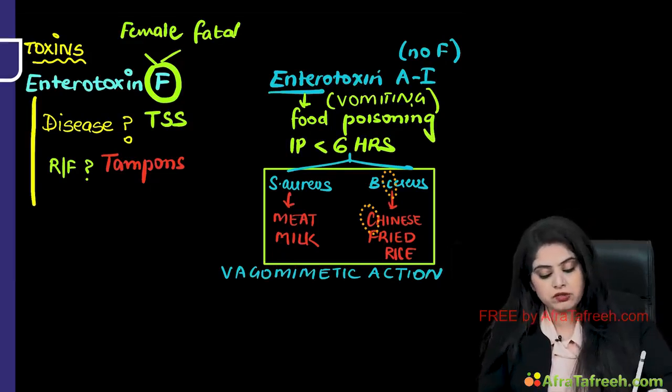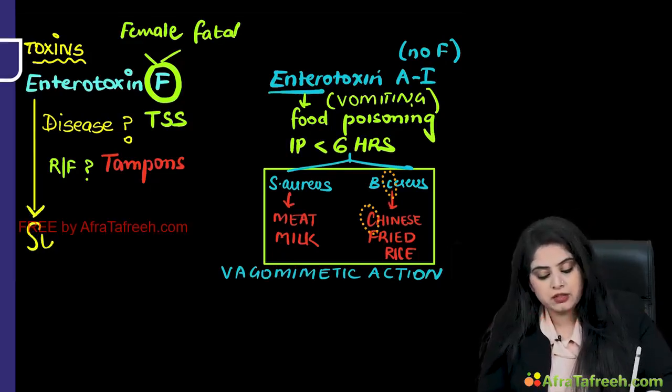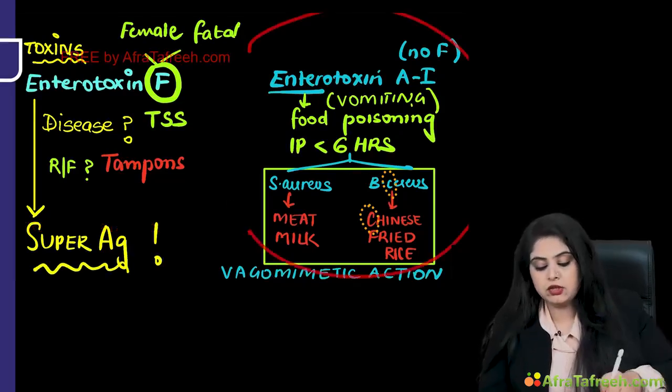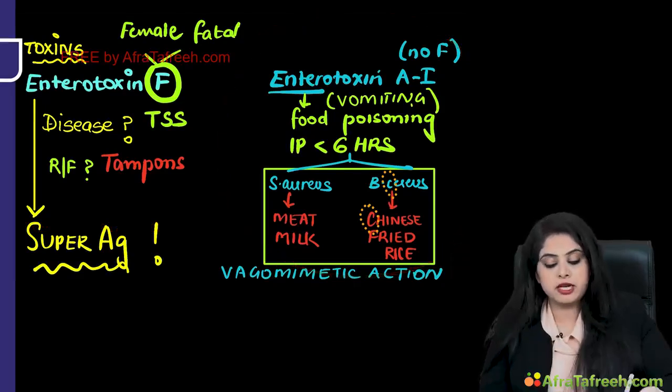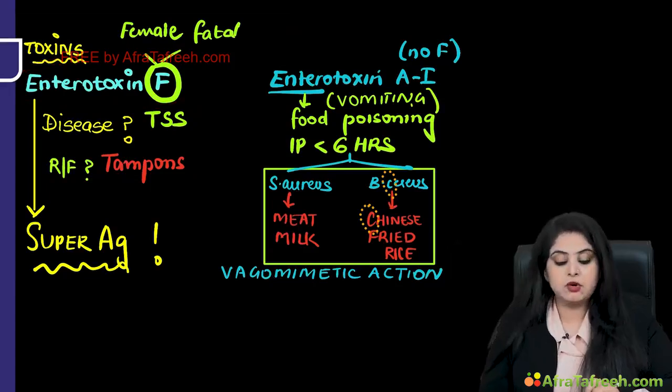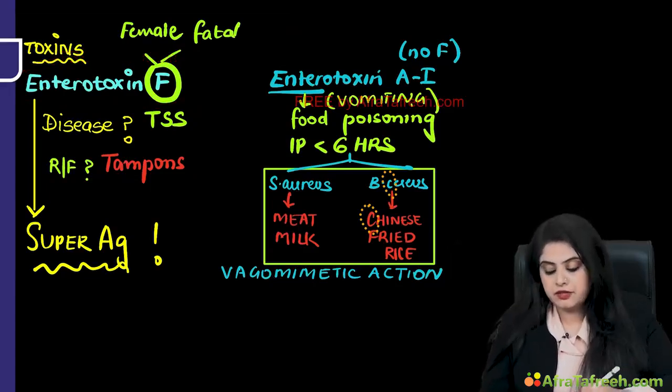So what kind of a toxin is enterotoxin F? Why is it causing such a deadly disease? This is a superantigen. So remember, all enterotoxins are going to cause entero food poisoning, but enterotoxin F causes toxic shock syndrome associated with tampons. All of that has finished off the virulence factors.